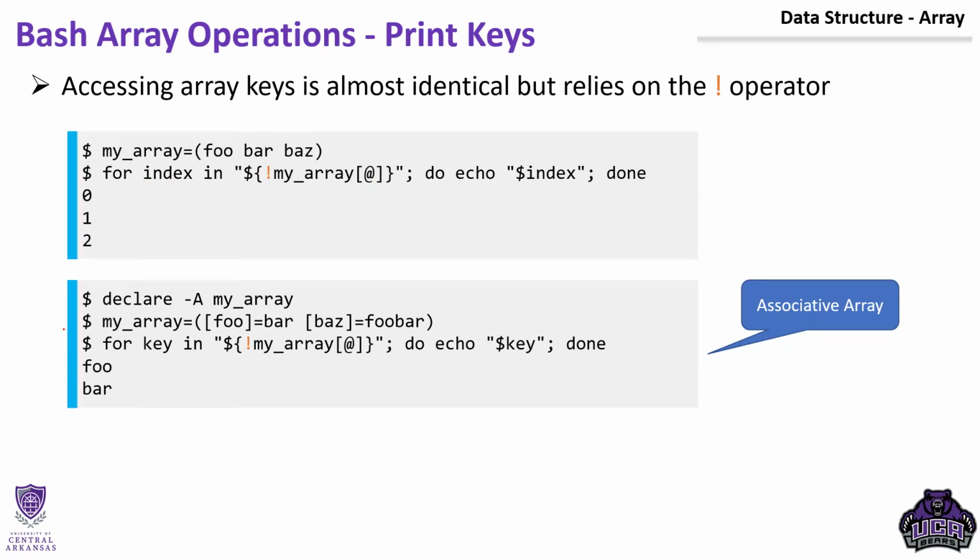And the same thing here, we have an associative array where the keys are foo and baz, and then we echo out the actual keys. We should get foo and baz, not foo and bar.